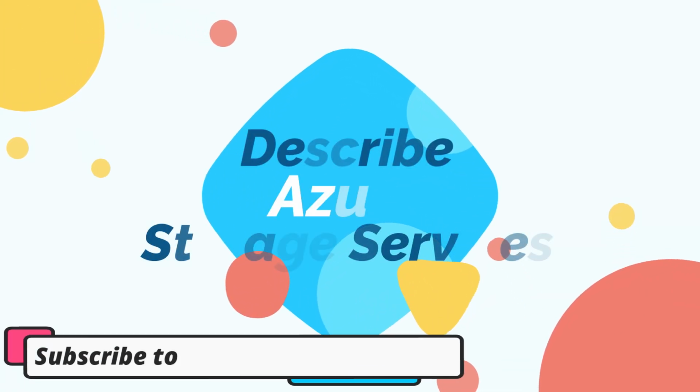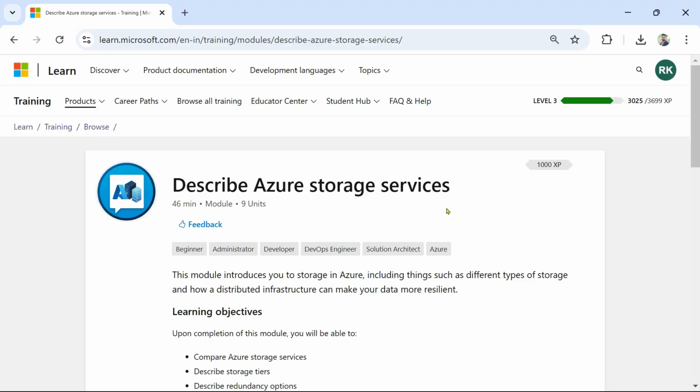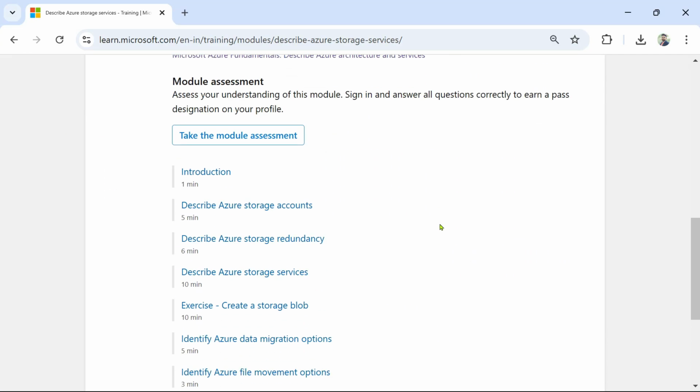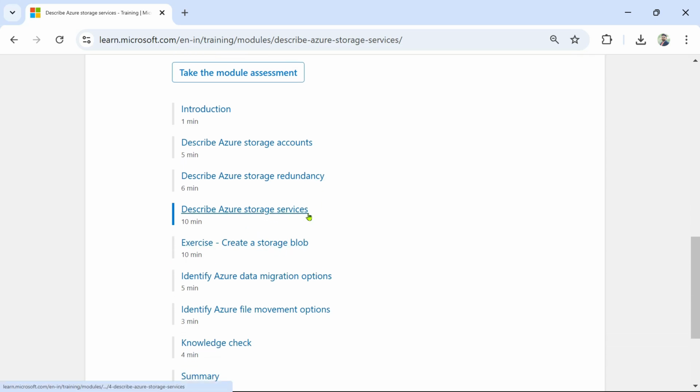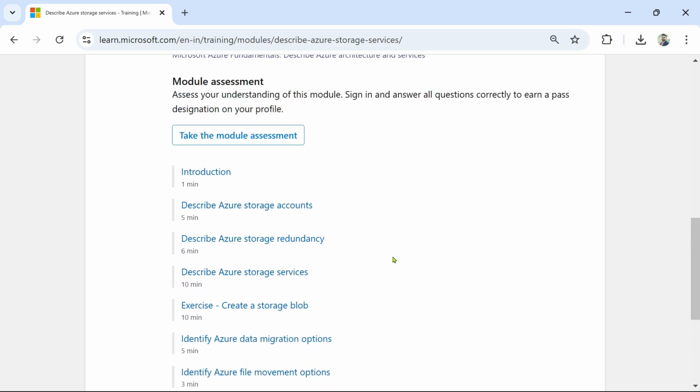Our next module is Describe Azure Storage Services. Let's have a quick look. What are the topics we are going to learn in this? In this, we are going to get understanding of Azure Storage Accounts, Azure Storage Redundancy, Azure Storage Services, Storage Blob, what it is, and then Azure Data Migration Options, Azure File Movement Options, and then a knowledge check and a bit of summary. This is what we are going to learn.